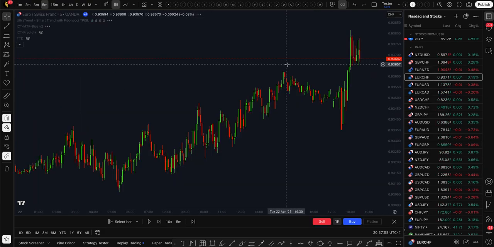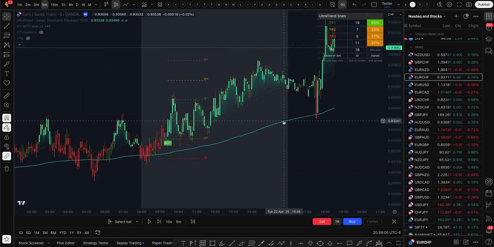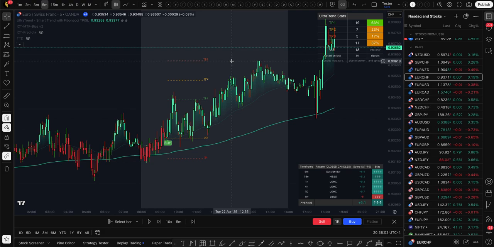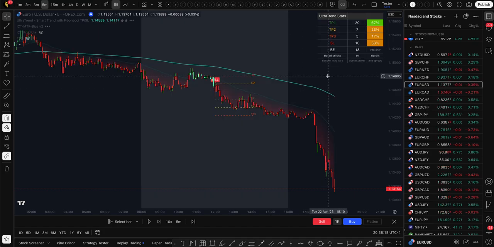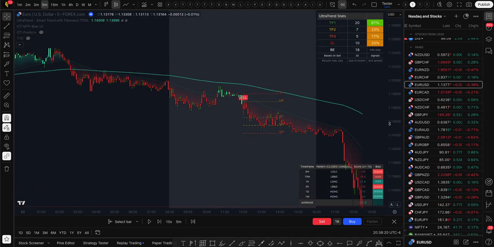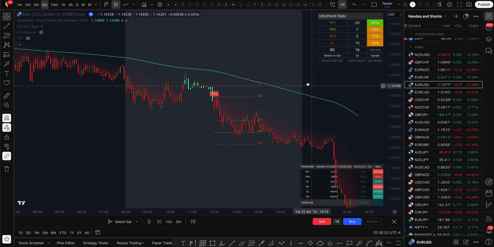So Euro CHF, no. It pushed up. It would have hit our TP3, but I would not have taken that buy because we're just tapping too many times. You see, we're just starting to take off, and I don't want to catch the beginning. I want to catch a trend that already started. That's the whole point. This one, yeah, Euro USD, nice.